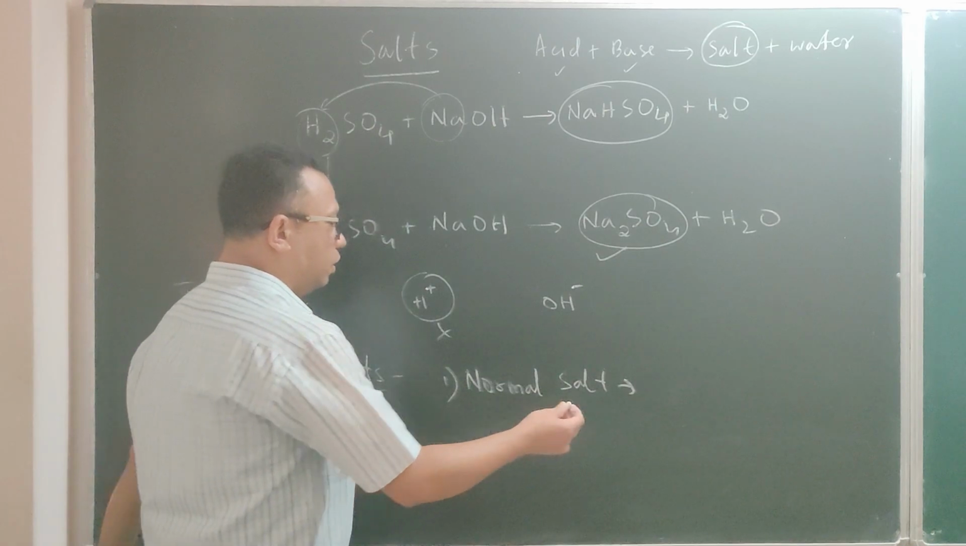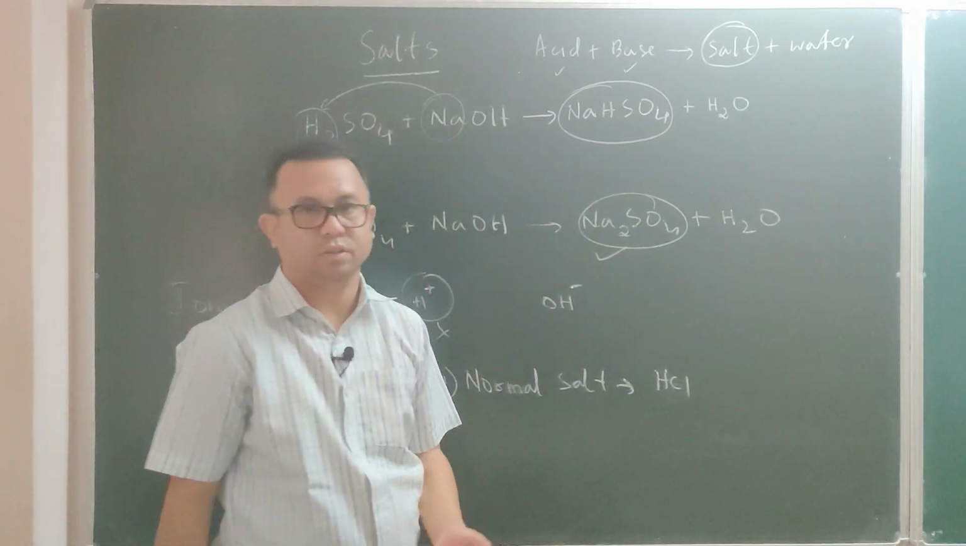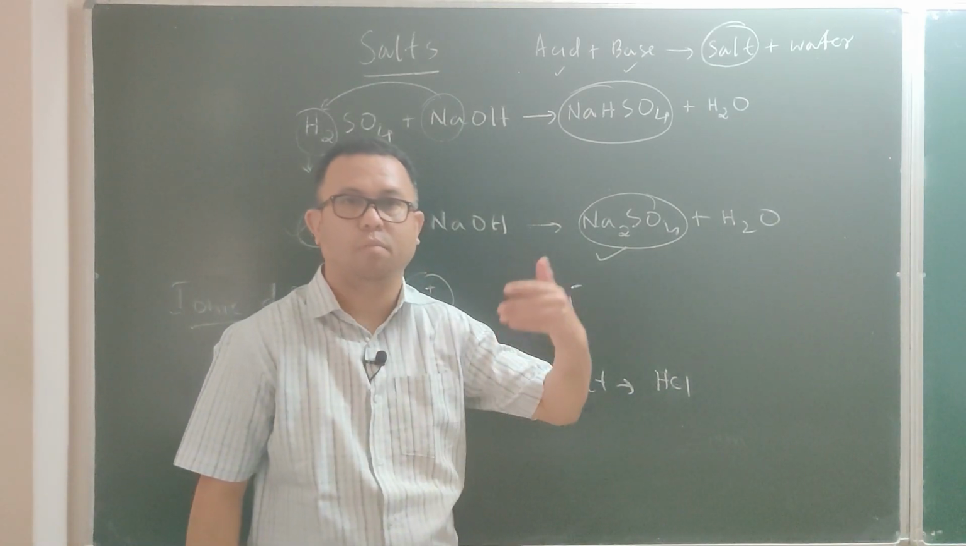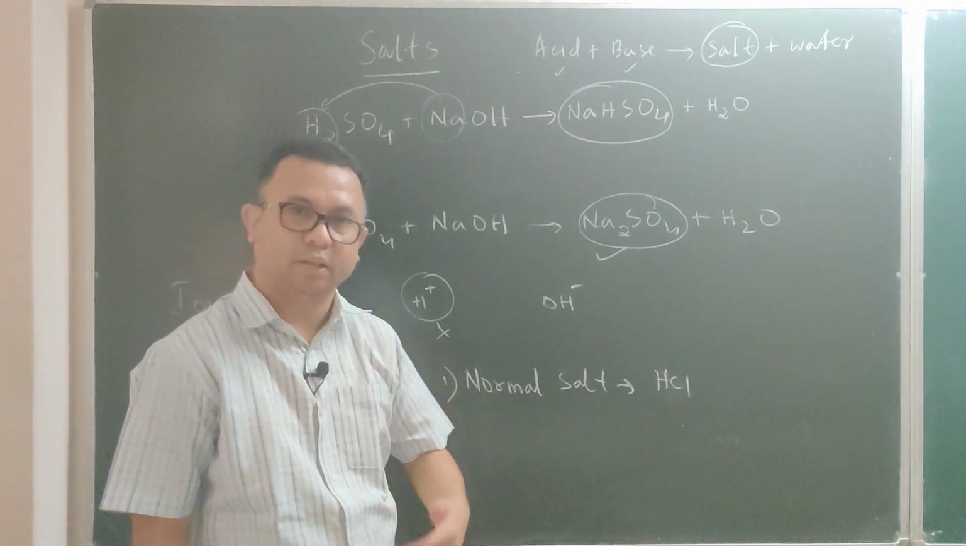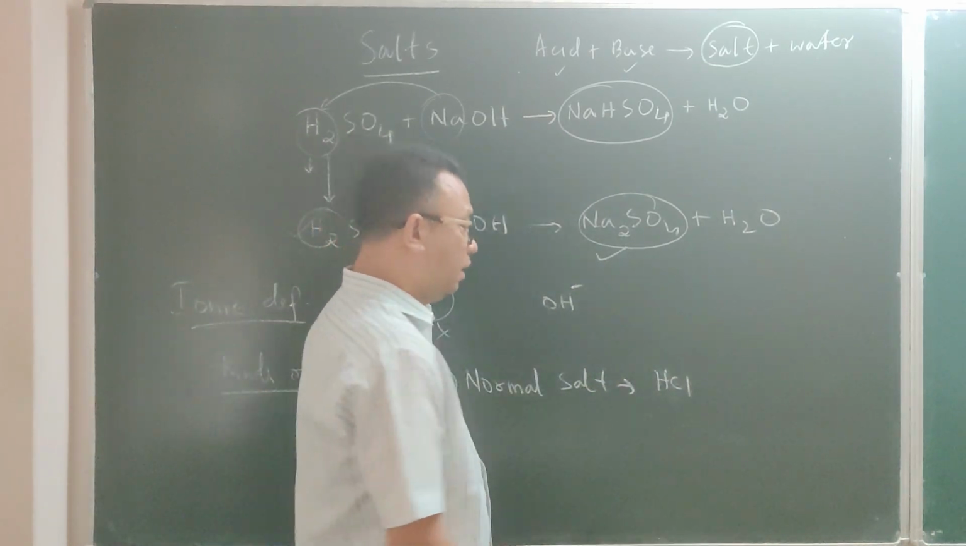So for example, if I am talking about an acid like HCl which has only one hydrogen, there is no chance for this acid to form a salt other than a normal salt. It will always form a normal salt because only one hydrogen is there and that hydrogen will be replaced.